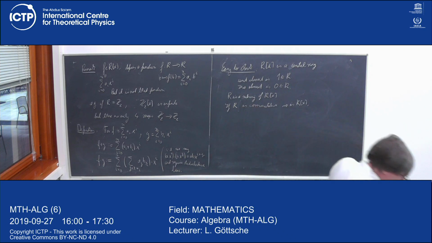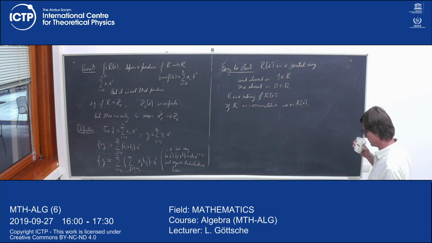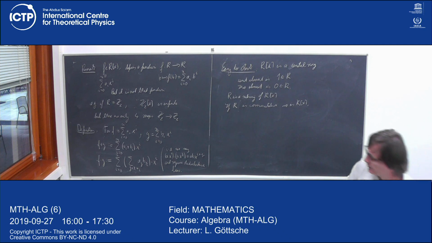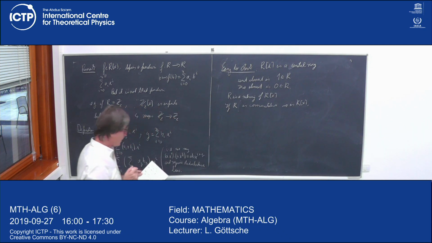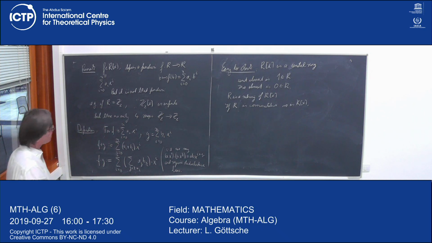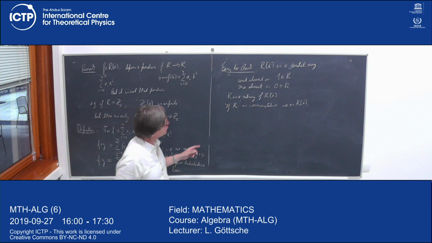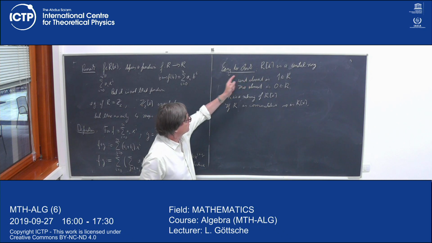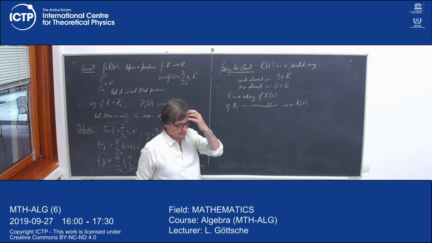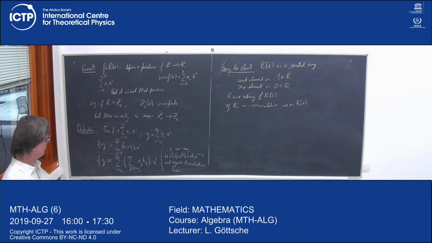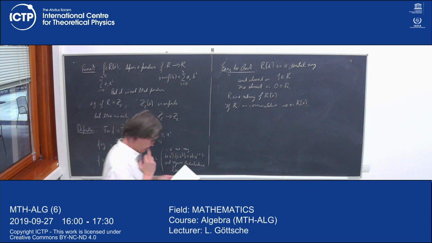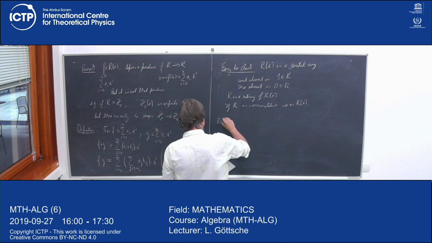Okay, so we have this way of making a bigger ring out of a smaller one. Now we want to see, which is also not very difficult, that if R is an integral domain, then also R[x] is an integral domain. For this we also need to introduce the degree of a polynomial. So, definition.